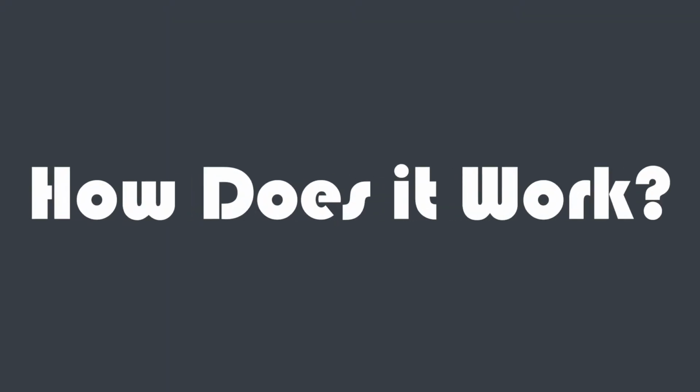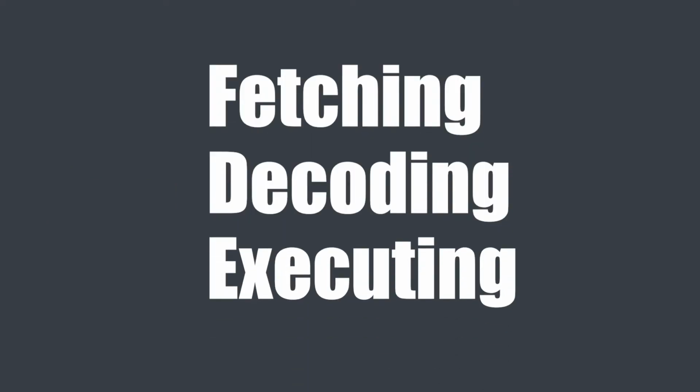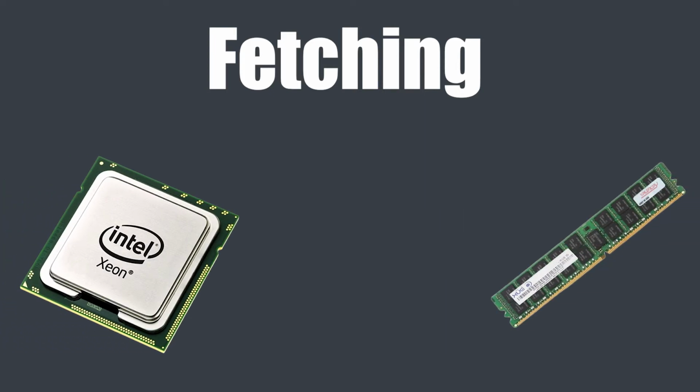So how does it work? It involves three steps: fetching, decoding, and executing. Fetching. As the name suggests, it involves receiving instructions. The instructions are represented to the CPU as a series of numbers from memory.